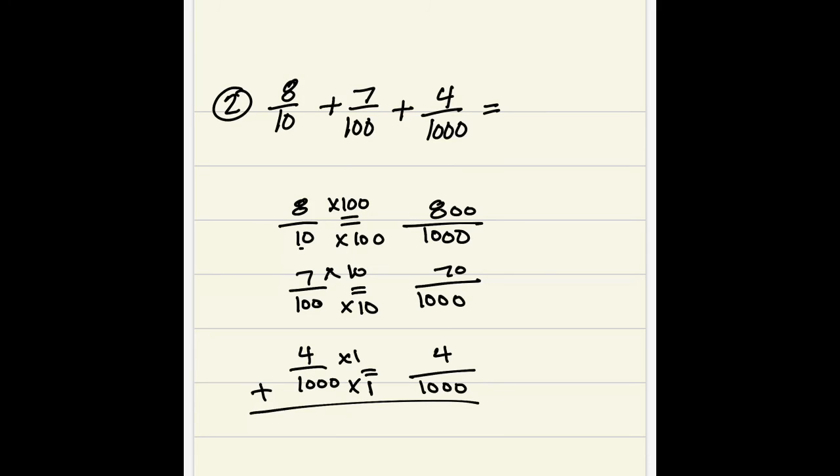So I add 800 plus 70 plus 4. That's 874 divided by 1,000, or 874 thousandths. This can be reduced by dividing both the top and the bottom by 2.